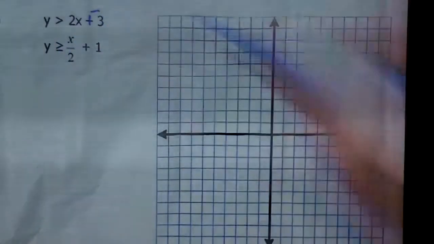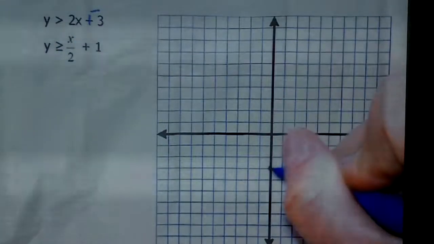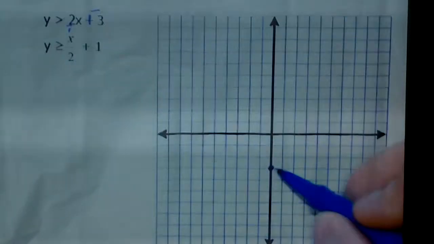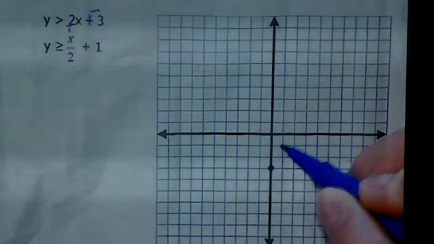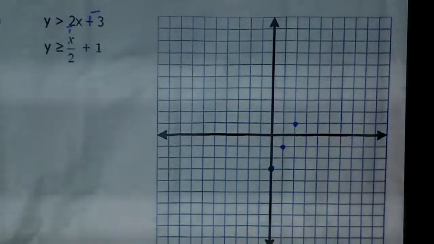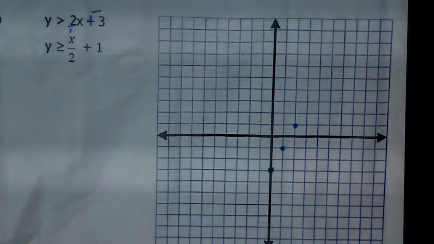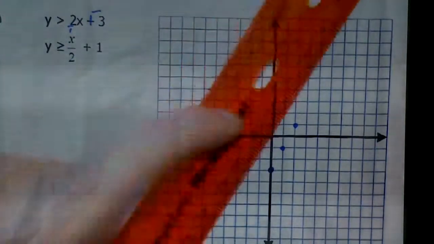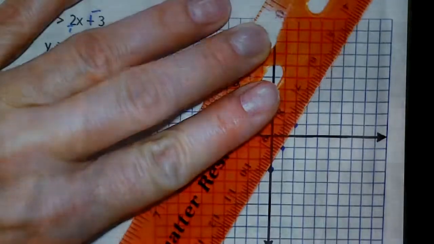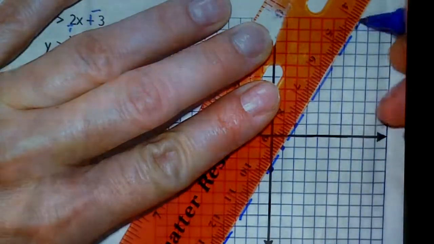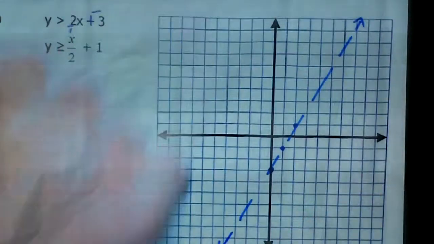Remember that means that's a negative 3. So my y-intercept is negative 3. My slope, I'm going to put a 1 under it, means I go up 2, right 1, up 2, right 1. Now in graphing this, it says that y is greater than, so it can't be equal to, so that means I need a dashed line going on here. You go ahead and do that too, all the way across the graph.